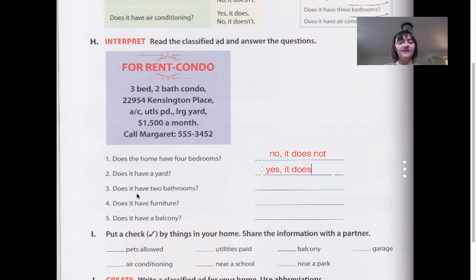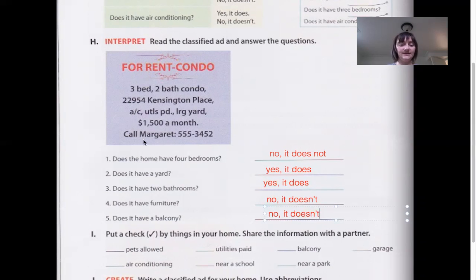Then we have, does it have 2 bathrooms? And it does, 2 bathrooms. So we say, yes, it does. Does it have furniture? Is it furnished? I don't see anything that says that it's furnished. So we would say, no, it does not, or we can say, doesn't. Does it have a balcony? I don't see anything about a balcony. So we would say, no, it doesn't or does not.